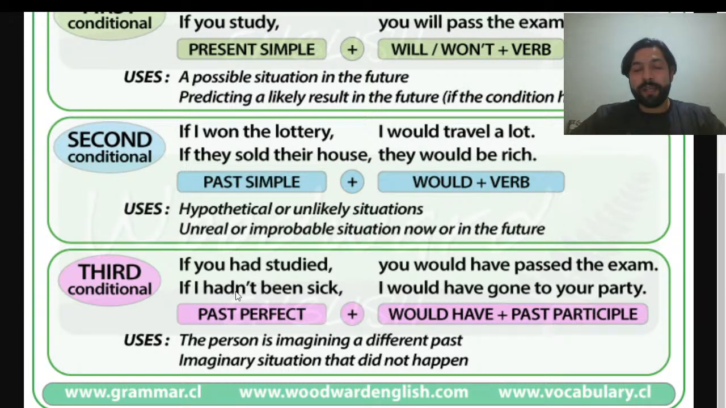Or the next one, if I hadn't been sick, I would have gone to your party. So if I hadn't been sick, I would have gone to your party. So in the past, I was sick and I didn't go to your party. Okay, so oh, your party was so nice. If I hadn't been sick, I would have gone. Okay, but sorry, I was really bad, so I had to stay in bed all day long. Okay, so we're just imagining about the past.